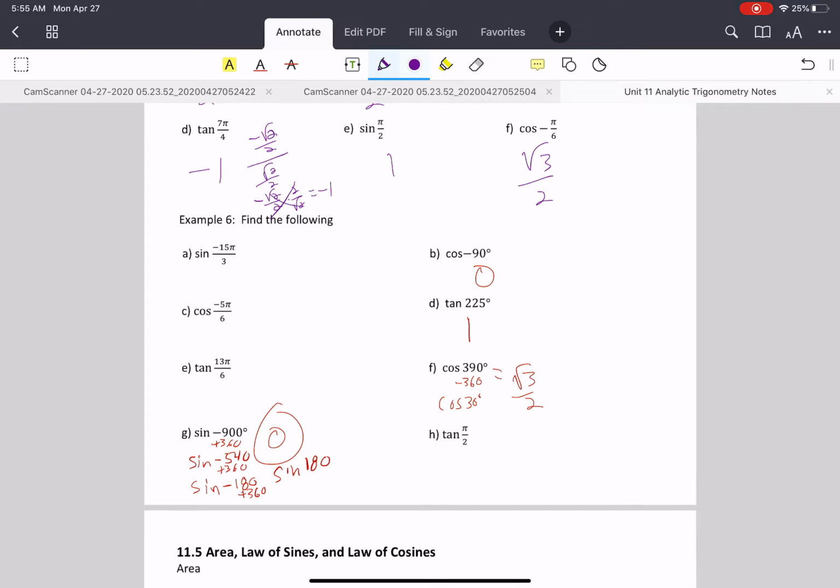So for sine of negative 15 pi over 3, let's start by finding the coterminal angle. So I'm going to add 2 pi. Now I'm going to need to get a common denominator. So when I add my 2 pi, I'm actually going to add 6 pi thirds. Now notice that when I do that, I end up with negative 9 pi thirds, which is still outside 0 and 2 pi. So I'm going to add 6 pi thirds again.